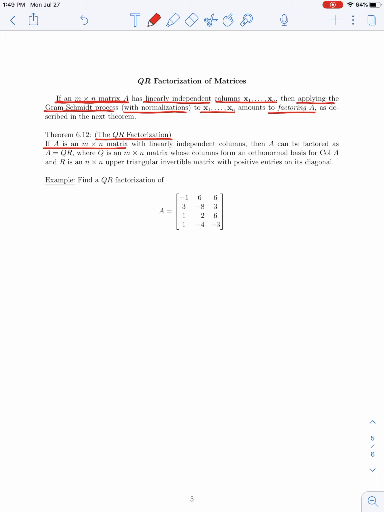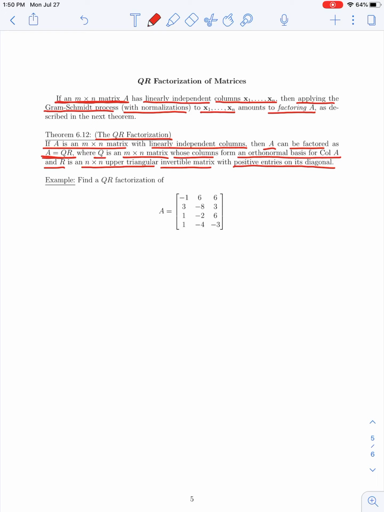In this theorem 6.12 from your textbook, which is called the QR factorization, we'll see that if A is an m by n matrix with linearly independent columns, then A can be factored as a product of two matrices, Q times R, where Q is an m by n matrix, so it has the same dimensions as A, whose columns form an orthonormal basis for the column space of A, and R is a square upper triangular invertible matrix which has positive entries on its diagonal. This QR factorization can have some nice applications.